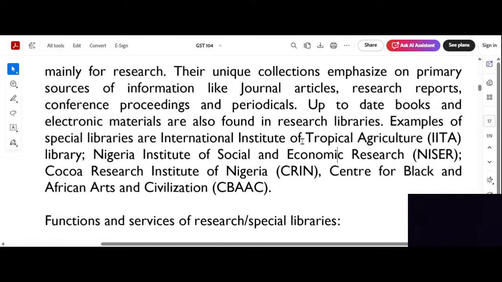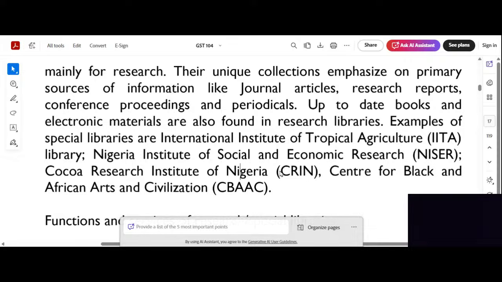So yes, that is IITA. That one deals with agriculture. We have the Nigerian Institute of Social and Economic Research. So from the name, most of those research libraries, their names will tell you the type of information you can get in their place. The words that make up their names will tell you what they are all about. Look at Cocoa Research Institute of Nigeria, CRIN.